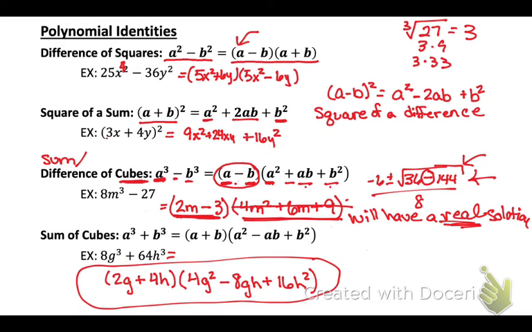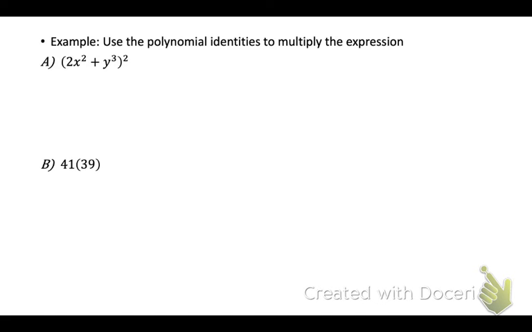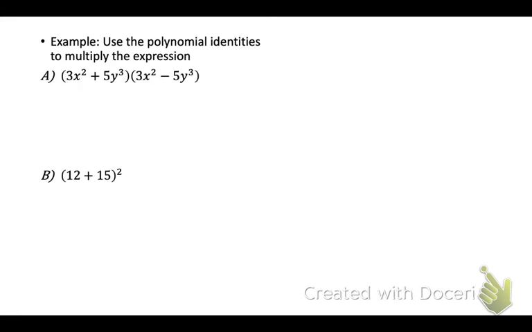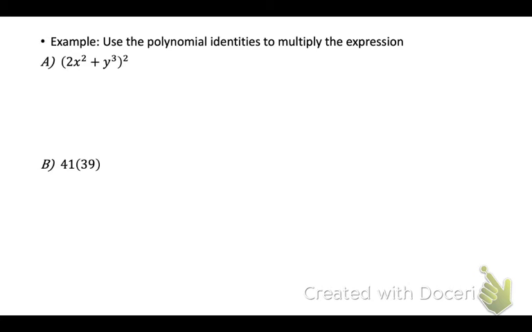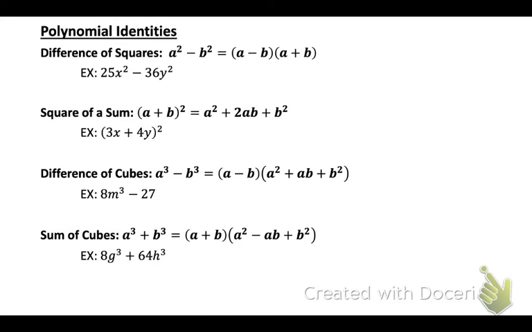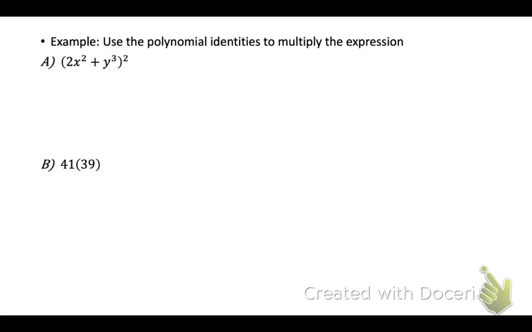Okay? So now we've got to use the rules, yes? So, I have (2x squared plus y cubed) quantity squared. That's the square of a sum, right? Square of a sum says a plus b, then squared, equals a squared plus 2ab plus b squared. So I square the first thing, yes? Multiply them together and then by 2? And then square the second. Yes? So that's what we're going to do.